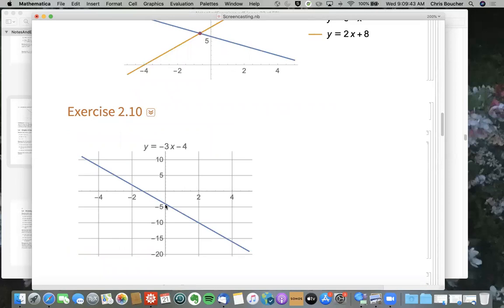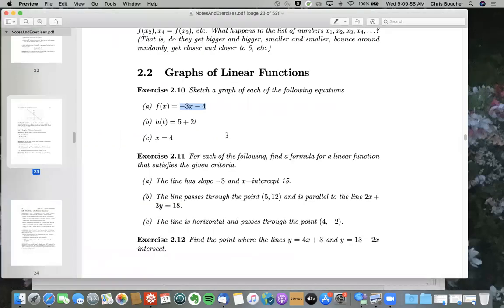And then with a slope of -3, I can just go over 1, down 3, over 1, down 3, and draw a line like this. That's one way to do it. Alternatively, I could just generate a second point on the line, right? I know the point (0, -4) is on the line. I could plug in another x value and generate a new y value.